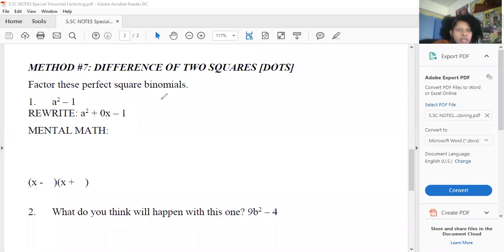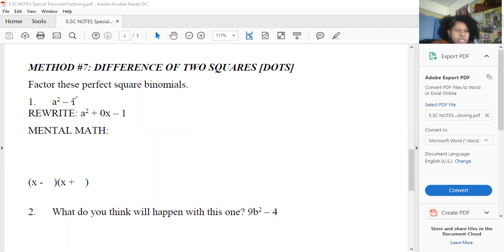Okay, our next special trinomial is called differences of two squares. And it's not going to present itself as a trinomial. Actually, it's going to present itself as a binomial. And you're going to have the difference of two perfect squares. So difference means it has to be subtracting two things that are perfect squares.